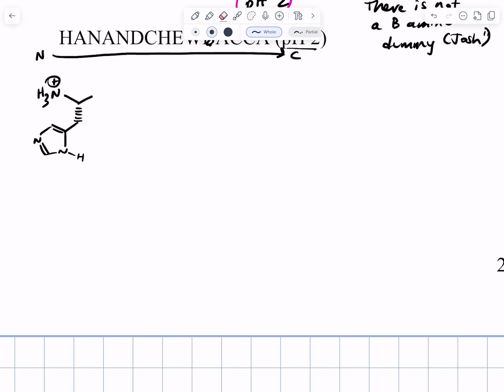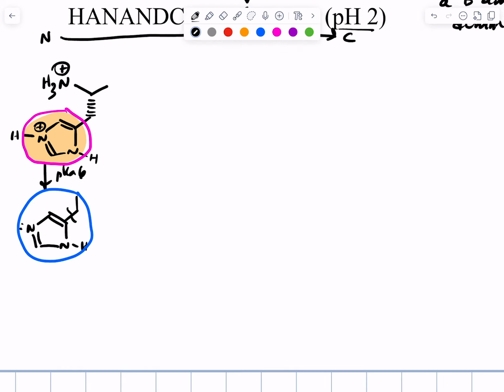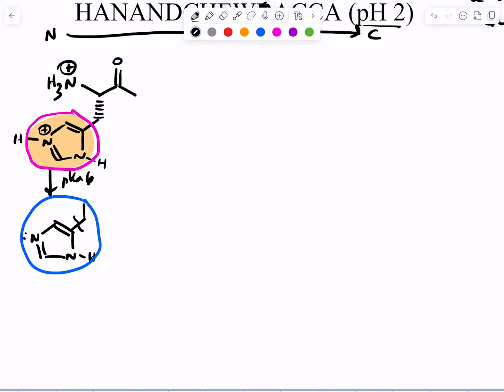Histidine has a positively charged conjugate acid, which has a pKa of 6. So at pH 2, which is the problem for Chewbacca, the pH is lower than pKa, so we should be in the conjugate acid form at pH 2. Sorry, this positively charged conjugate acid form. At pH 7, we would exist in the neutral form, where I'm using pink for pH 2 and blue for pH 7. All right, next one is alanine.